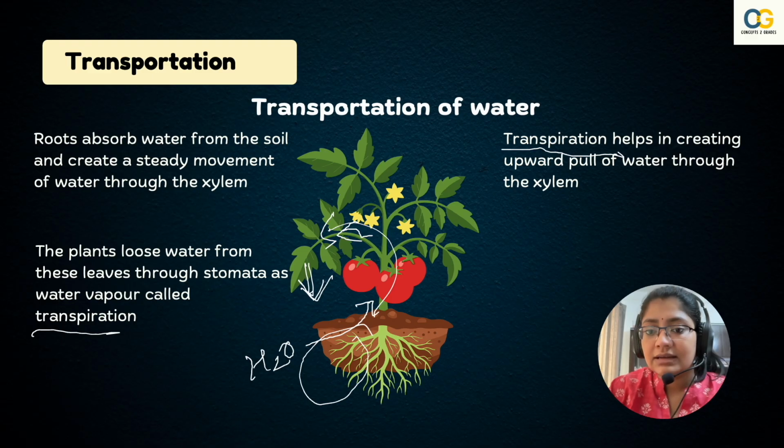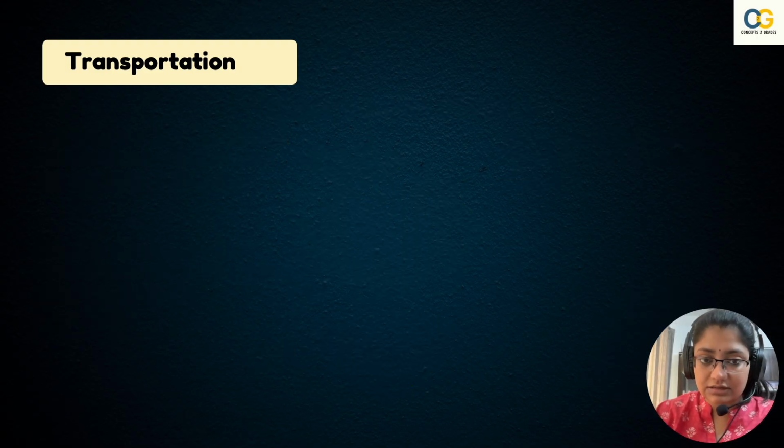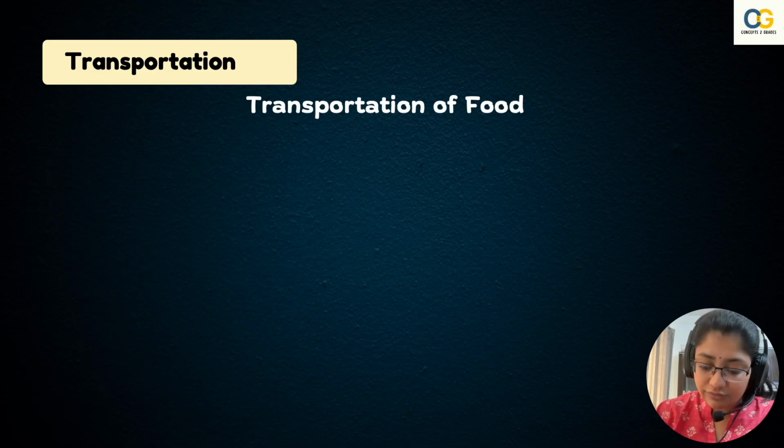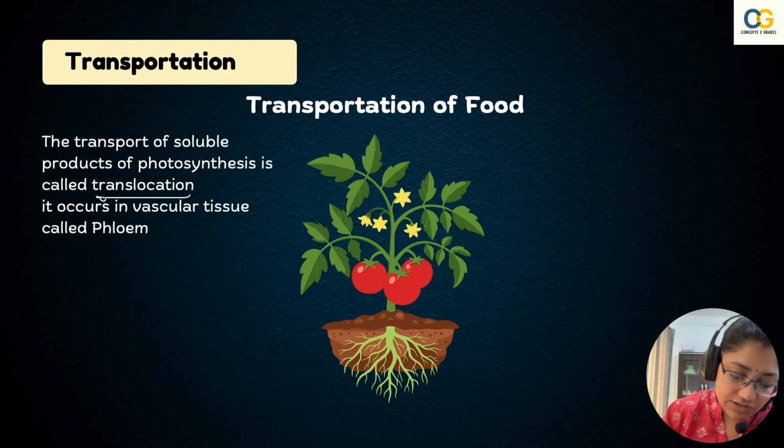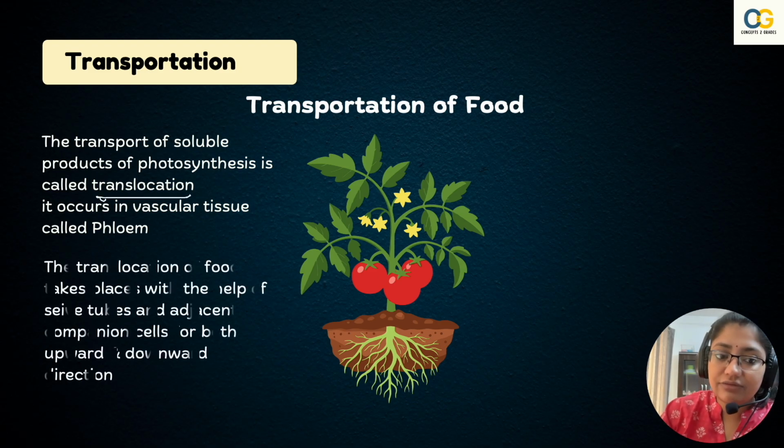So it's like a trade-off. You lose some water so that you can get more water through the xylem. More water is absorbed. That is how transportation of water occurs. In the case of food, the transport of soluble products of photosynthesis is actually called translocation. Okay, and this occurs in the phloem.